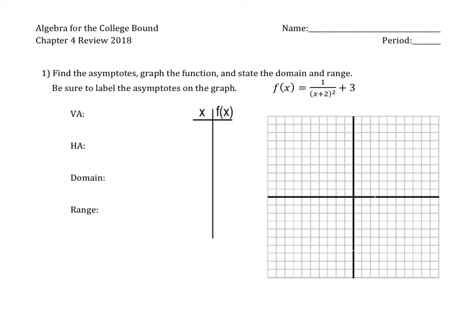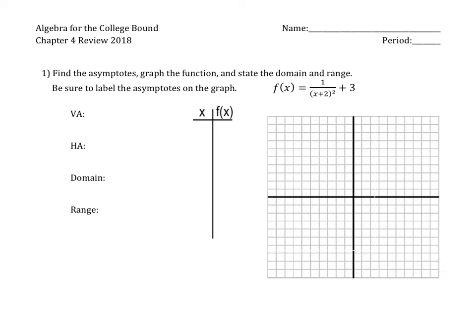Alright, here goes the Algebra for the College Bound, Chapter 4, quiz review. Looks like we're starting off with a graphing of a rational function problem, which we just learned on Tuesday, so it should be pretty fresh. First thing I want to do is identify where the vertical asymptote and the horizontal asymptote are.